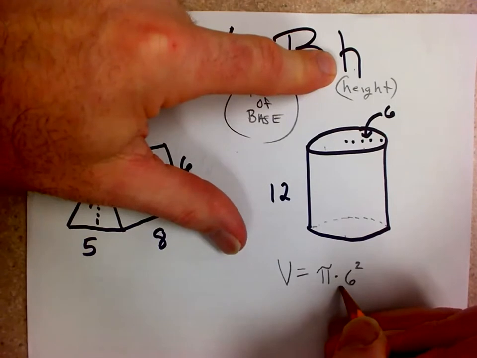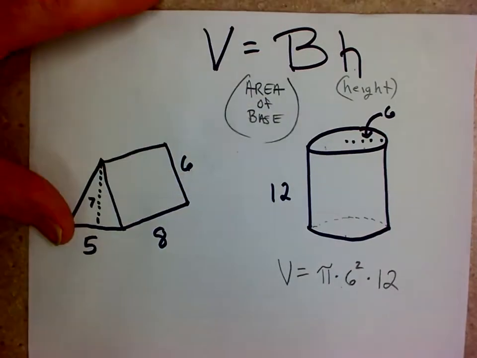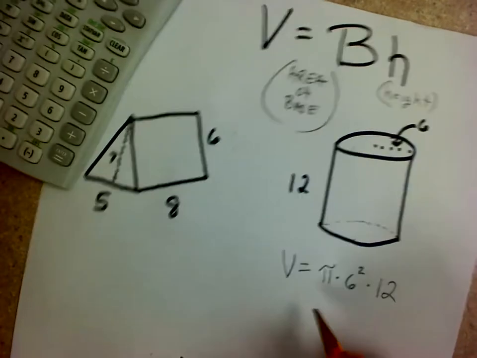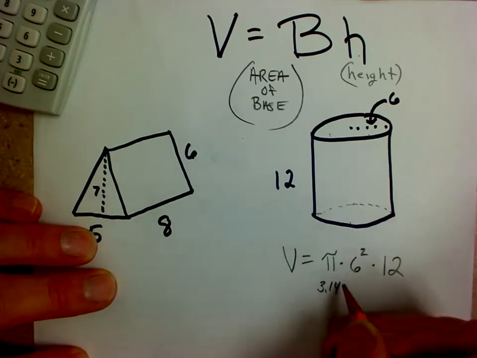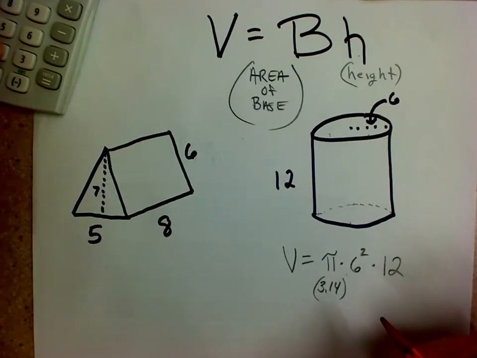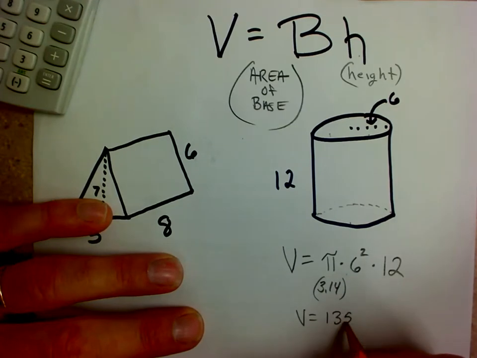Now we need to multiply by the height of the solid. The height of the solid is 12. So a lot of multiplication here tonight. Remember, we can leave this as 3.14. 3.14 times 6 squared times 12. So I get a volume of 1,356.48.